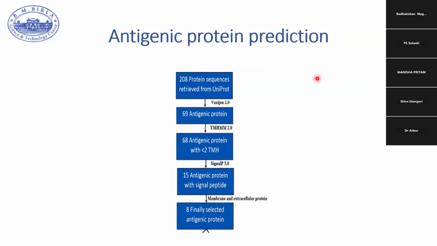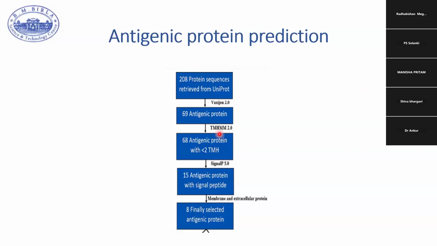So if we start with a whole pathogen, there is a possibility that the pathogen has hundreds of proteins. For example, I'm showing you one example: you have one pathogen and you have 208 proteins for that pathogen. What happens when you use some tools for antigen prediction? For example, Vaxigen is a tool that you can use for antigen prediction. You will have 69 antigens. You see, the number of proteins decreased.